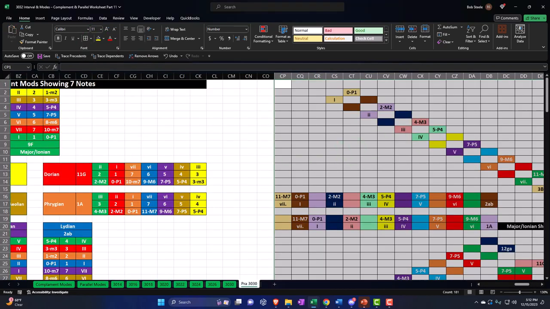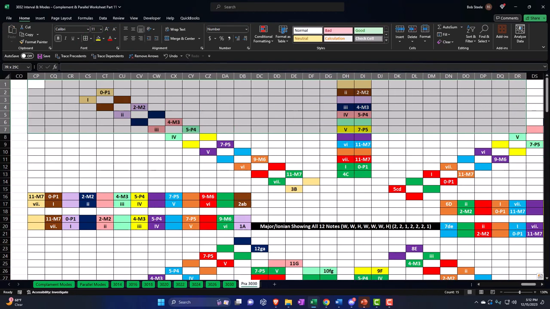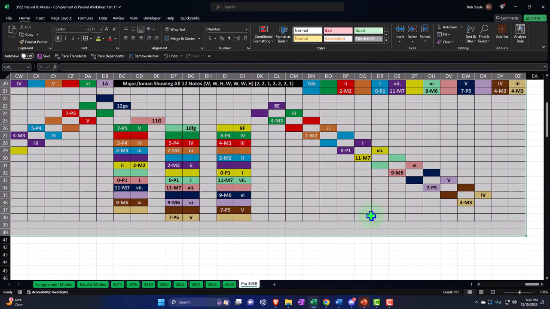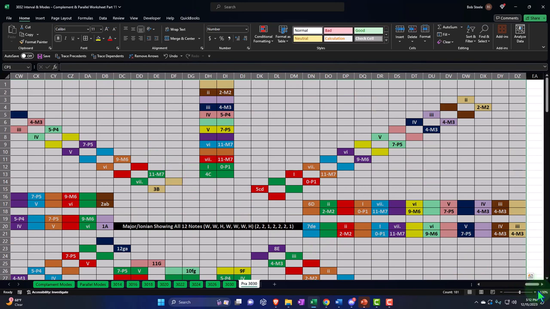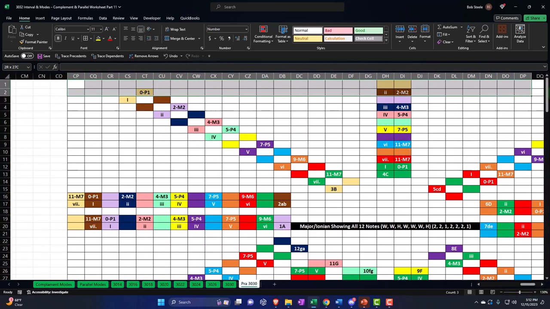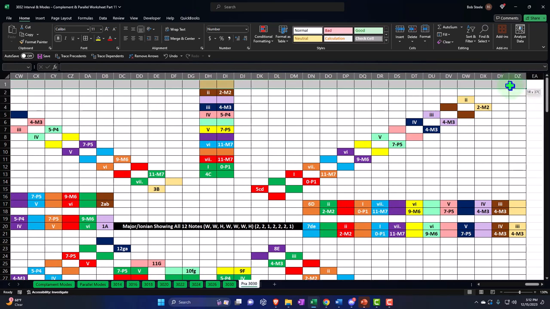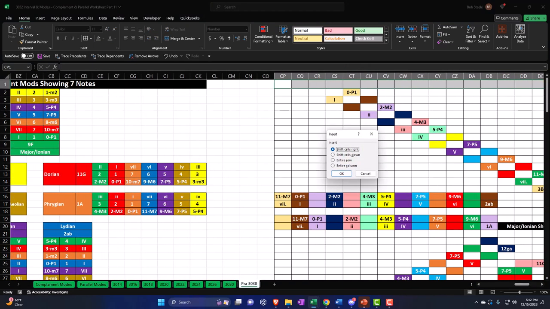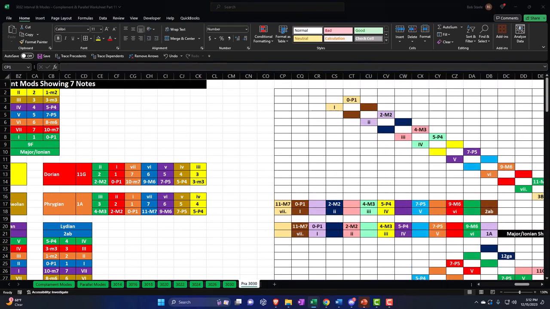And so if I missed anything, if I messed anything up, I'll keep taking a look at it later, but you get the idea. If you go through that, I think that actually helps a lot to get the pattern down. Right click, I'm going to insert, shift cells down, and then I'm going to put a header on it. I'll just call it Major Ionian scale with 12 notes.